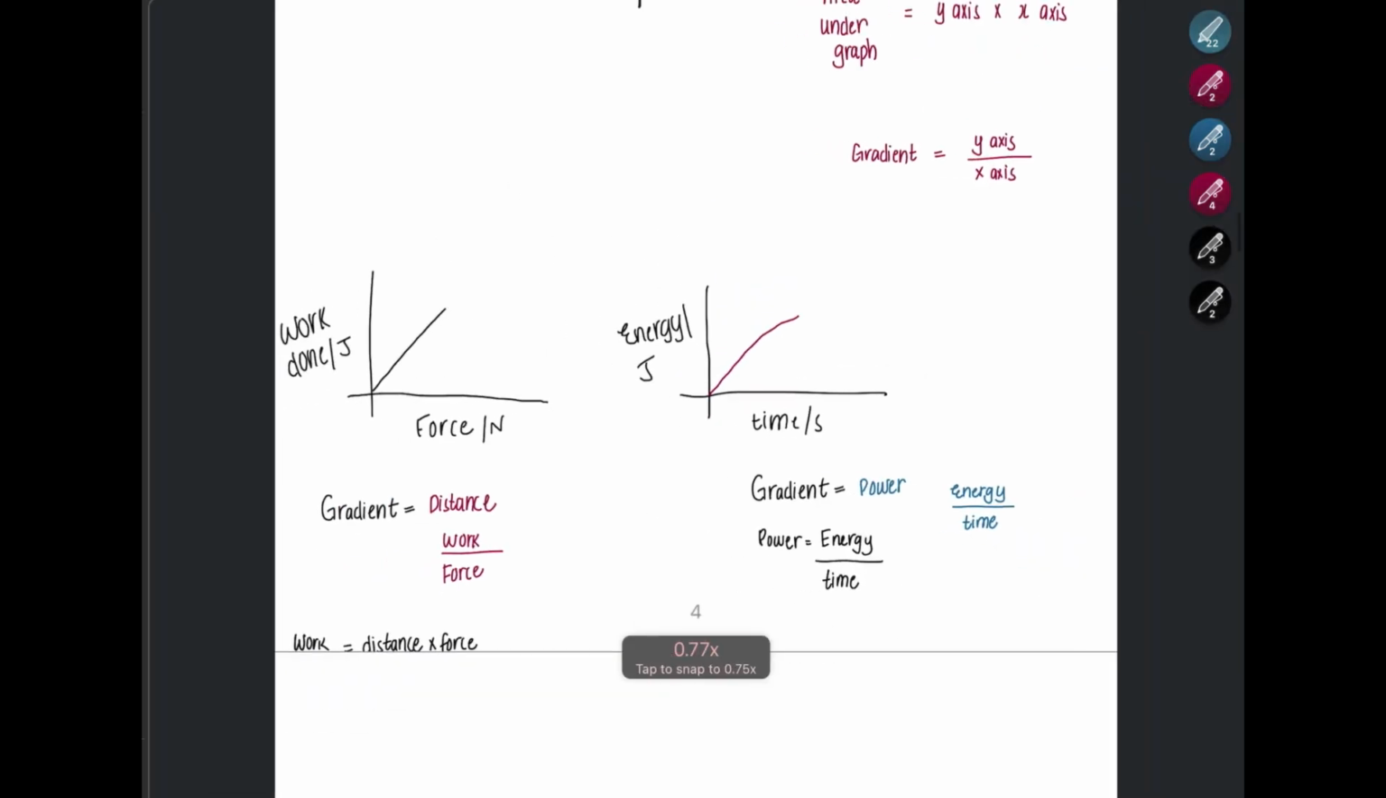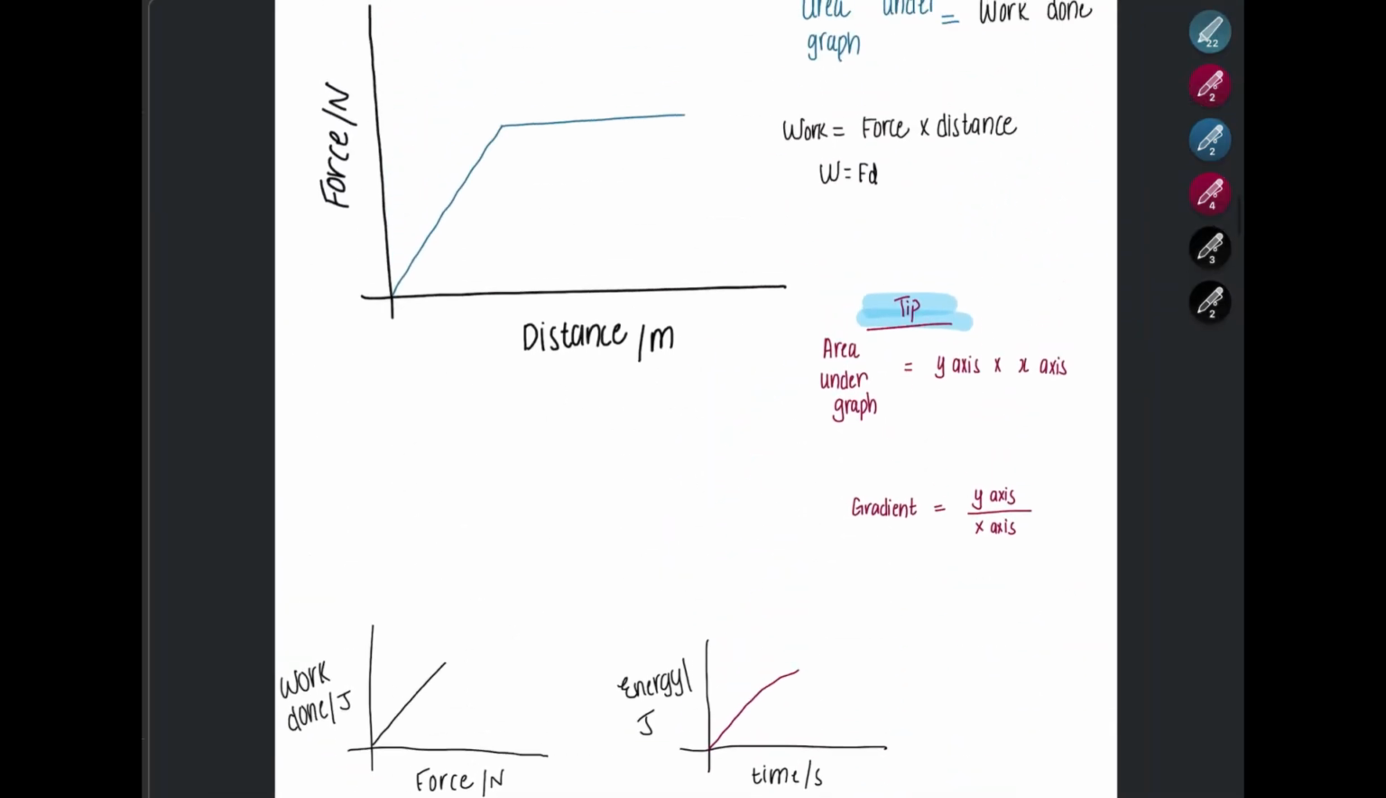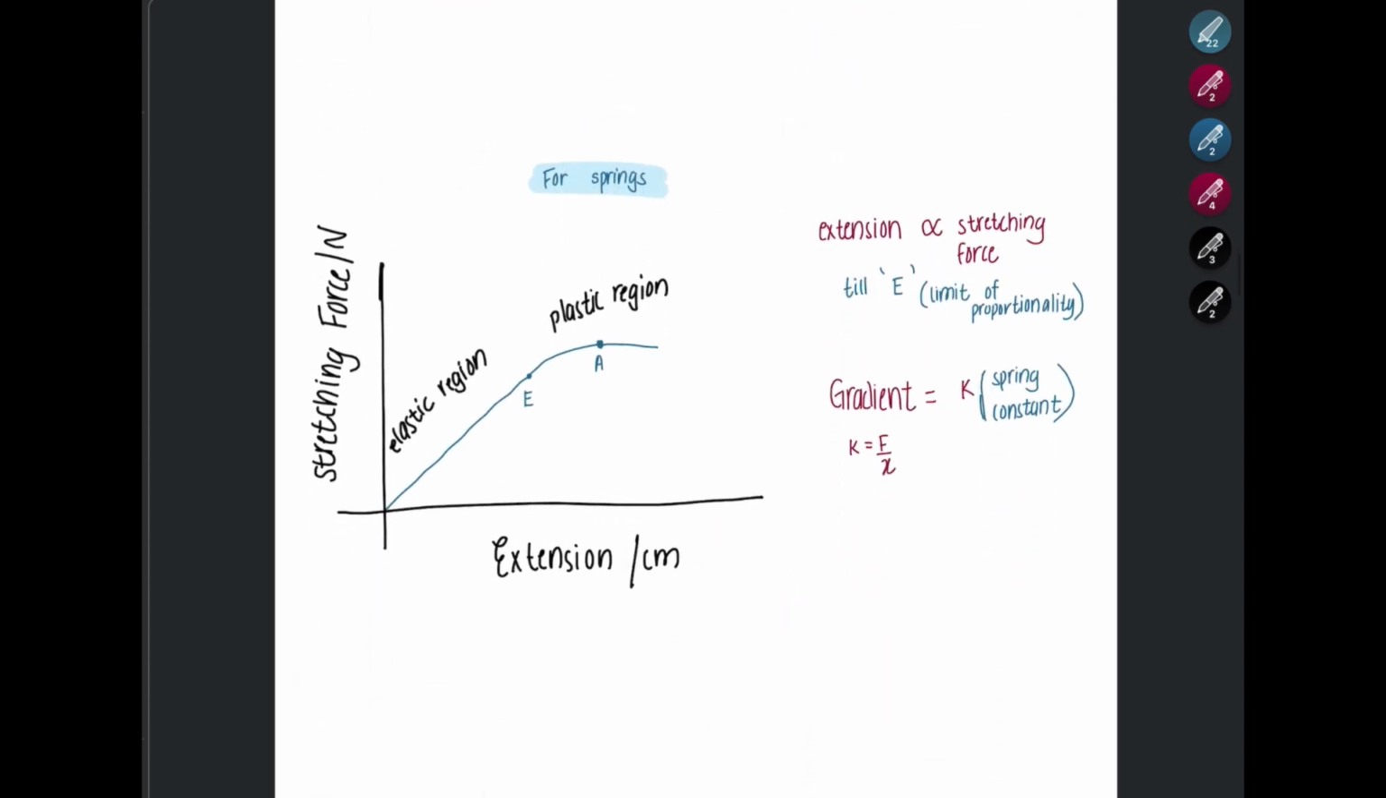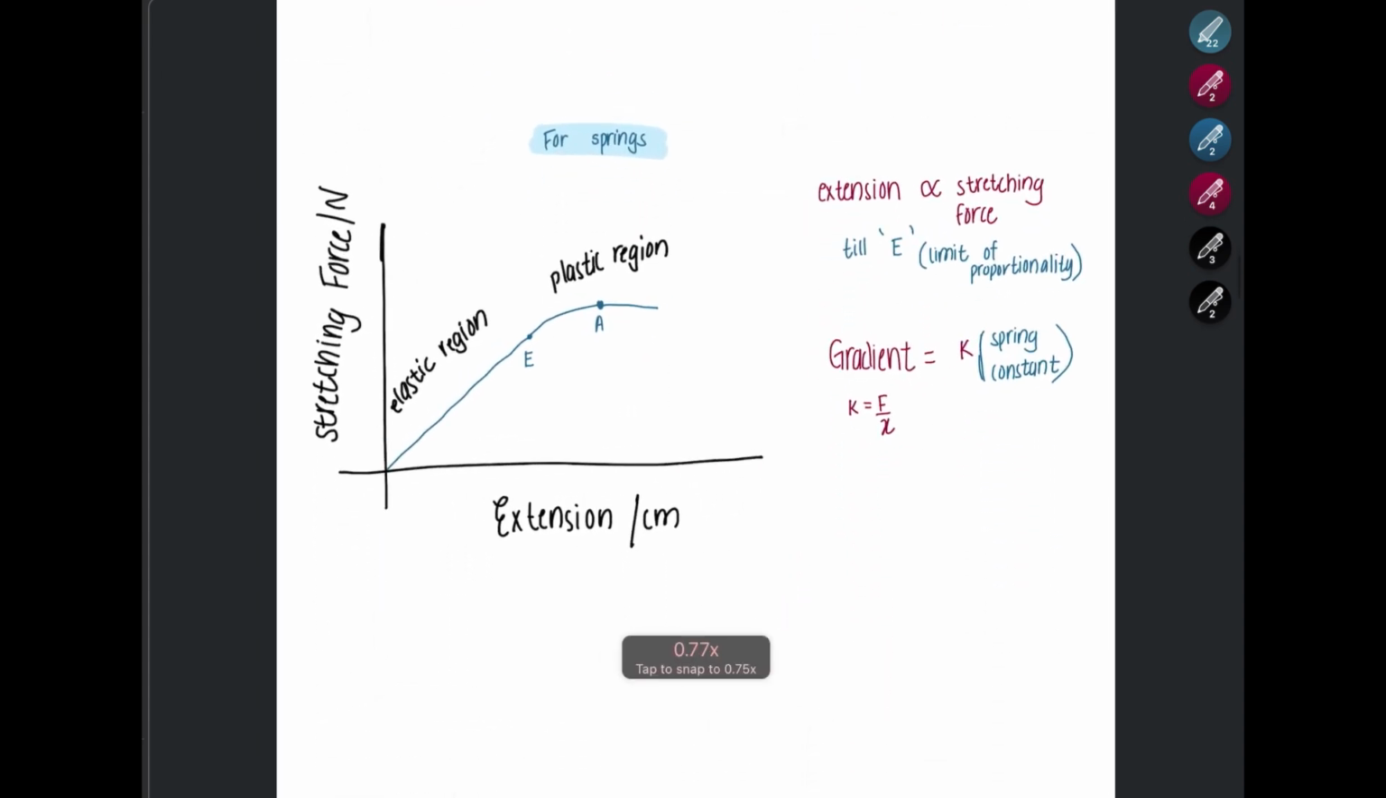So if you don't remember what we can find with the area under the graph and the gradient, just remember this hack. Gradient is going to be quantity of y over x, and area is going to be quantity of y multiplied by x. Now, here we have again a force versus extension graph.